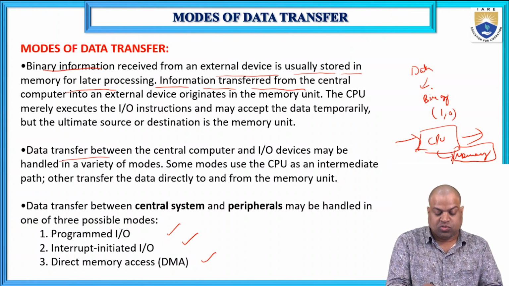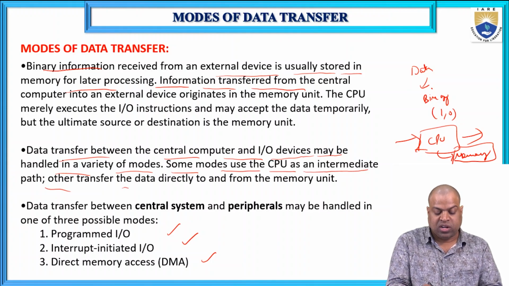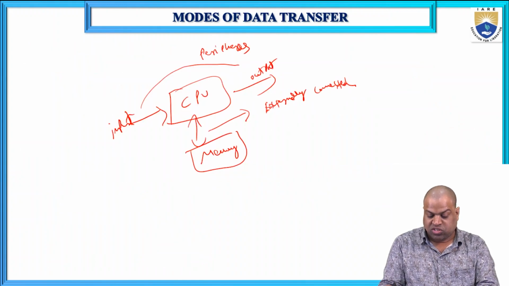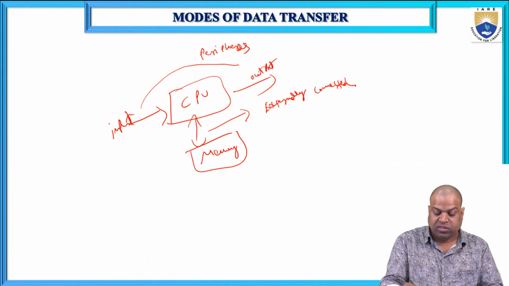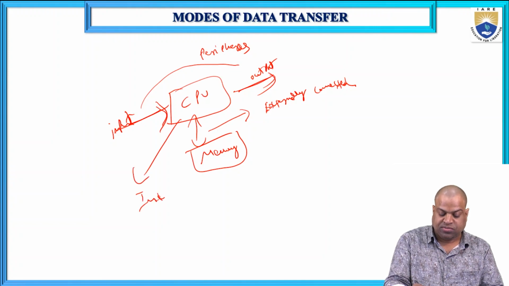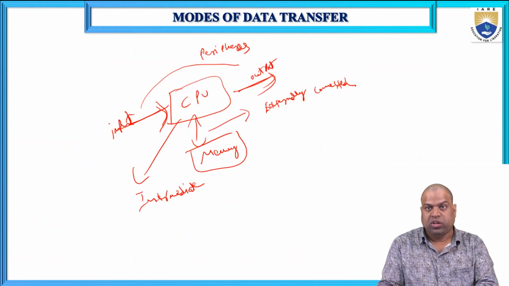The data transfer between the CPU and input-output devices may be handled in a variety of modes. Some modes use the CPU as an intermediate path, others transfer the data directly to and from the memory unit. So between the input and output, CPU is the intermediate state.